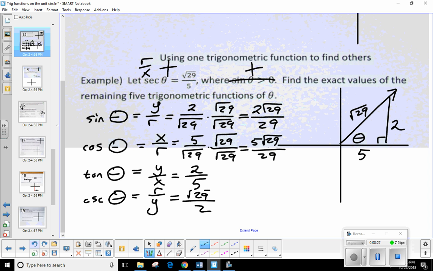Now, could I have also just taken the answer for sine, flipped it, and rationalized? Yeah, but why have to go through all that work if the diagram gives you what you need? See, I don't have to rationalize that. Do we need secant? No, remember, the problem started by giving me secant, so we don't have to worry about that. The only one left is cotangent of theta. Remember, his ratio was x over y, so it would end up being 5/2. There you go.